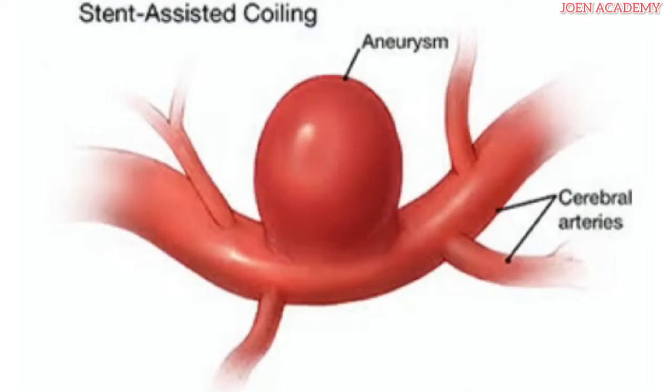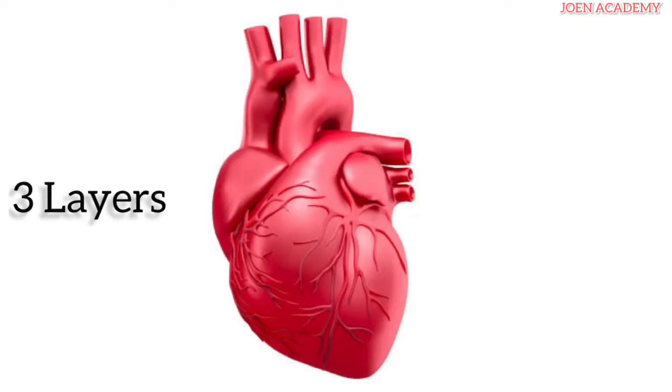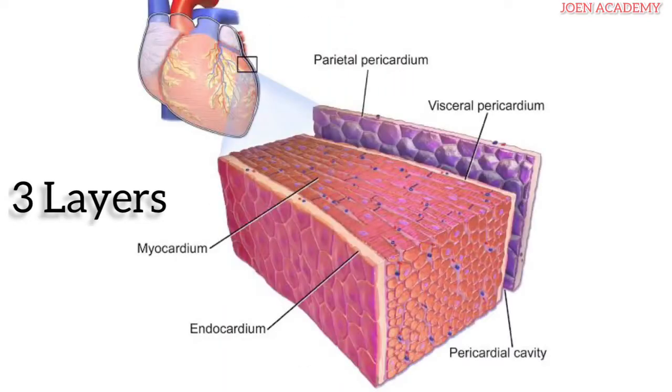Aneurysm is simply a localized abnormal dilation of arterial wall. It could also be a dilation of the wall of the heart. Let's not forget that the wall of the heart is made up of three layers, which includes the endocardium, also known as the innermost layer of the heart, the myocardium, which is made up of cardiac muscle. And do not forget that this cardiac muscle is an involuntary striated muscle, which is responsible for the contraction of the heart. The last layer is the epicardium, and the epicardium is simply the outermost layer of the heart, formed by the visceral layer of pericardium.